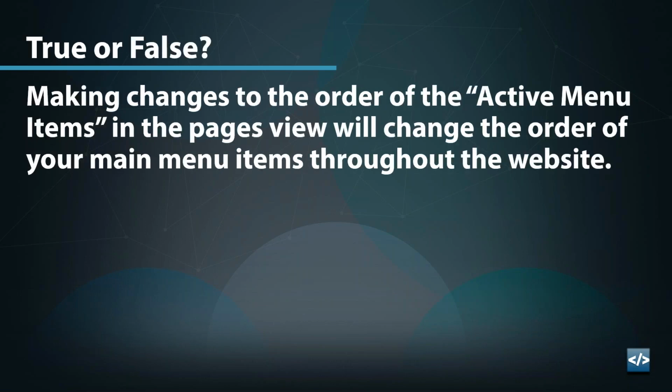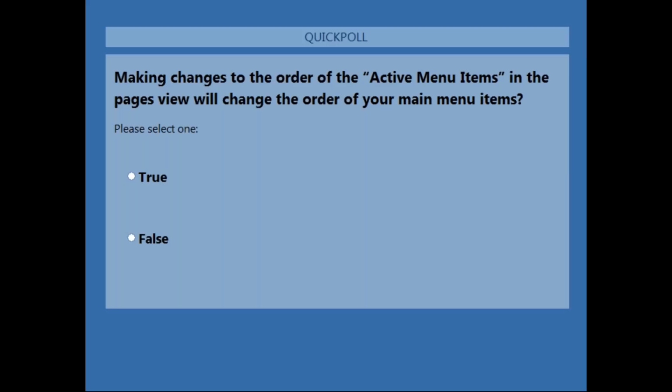Next up, making changes to the order of the active menu items in the Pages view will change the order of your main menu items throughout your website. So making changes to the order of your active menu items in the Pages view will change the order of your main menu items throughout your website. So true or false on that one, guys? Okay, give it just another few seconds for everybody to answer here. All right, I'm going to go ahead and close the poll now. Looks like most of us have answered.